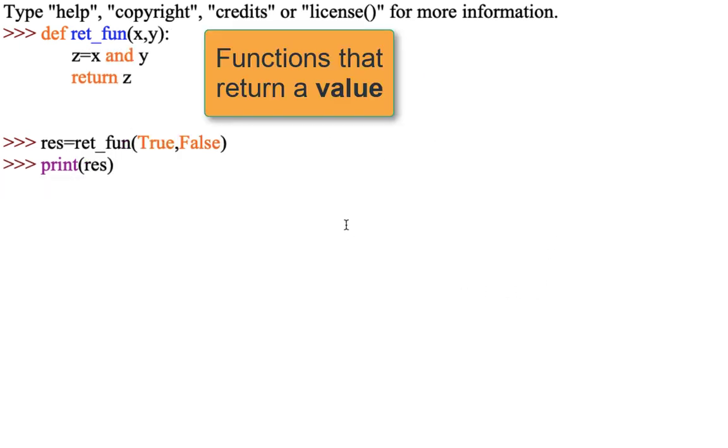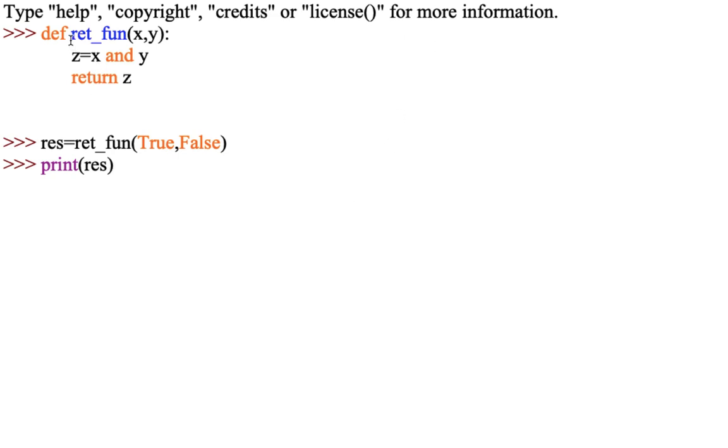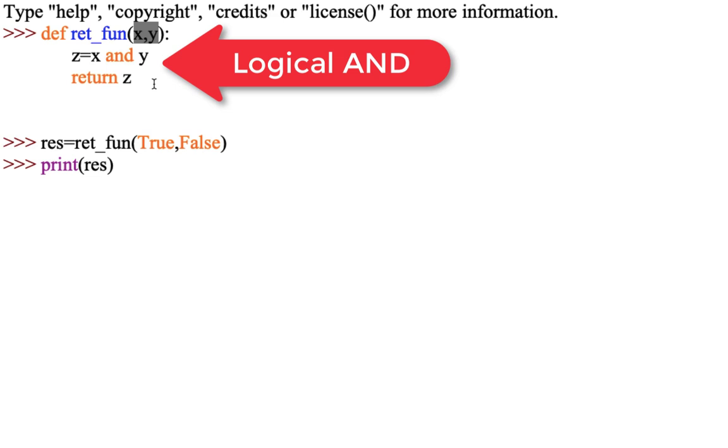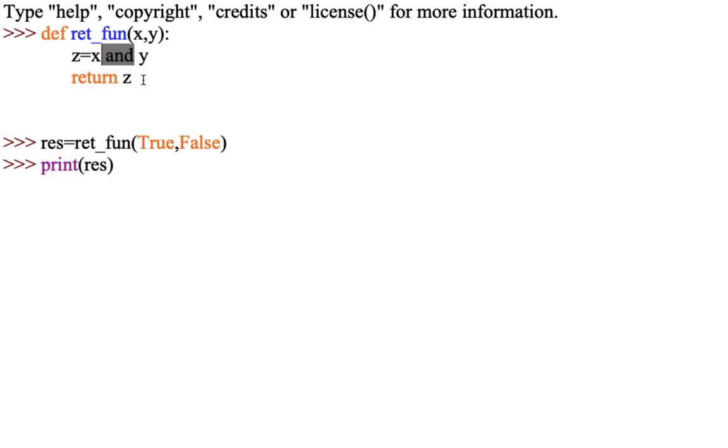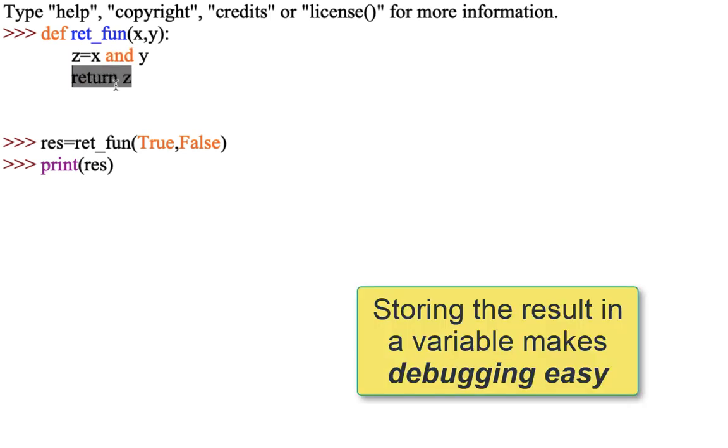Next, we will see functions that return a value. Here, for the redFun function, we pass two variables x, y. Let's perform a logical AND operation on x and y. In Python, the logical AND is given in words as "and". The result of the AND operation is stored in Z, which is returned as return Z. Storing in Z is mainly done to make debugging easy.